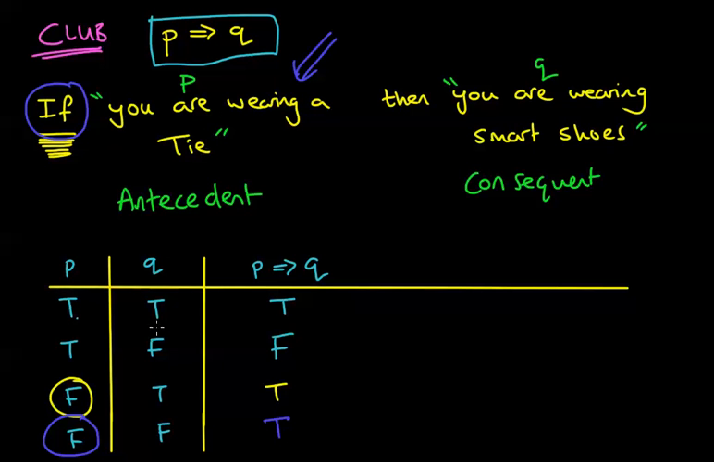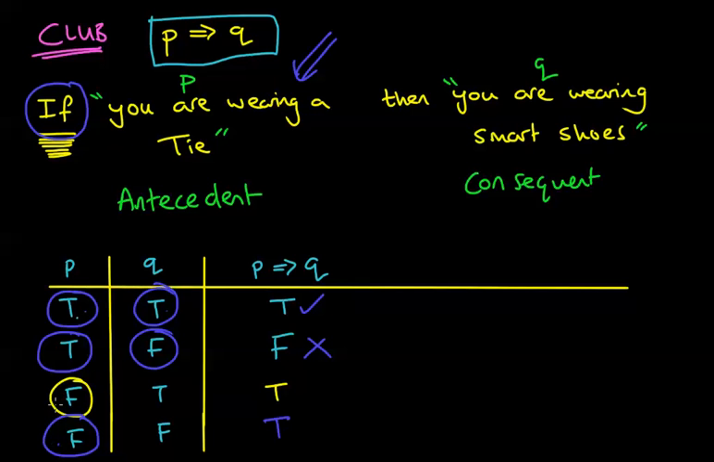Okay, so if that kind of makes sense to you. So, you know, if you're wearing a tie, then you must be wearing smart shoes. So in this case, you're wearing a tie, you've got smart shoes on, you can go in. If you're wearing a tie and you haven't got smart shoes on, then sorry, you're not allowed in.